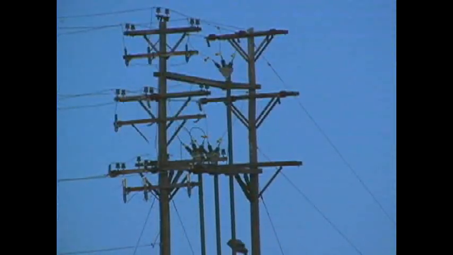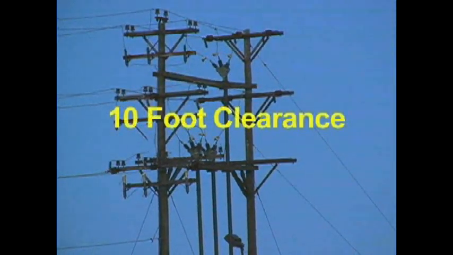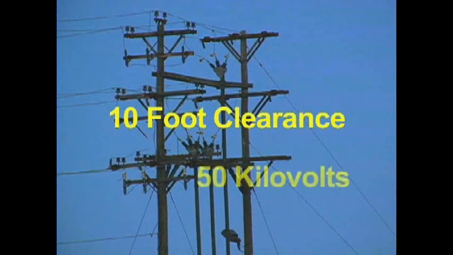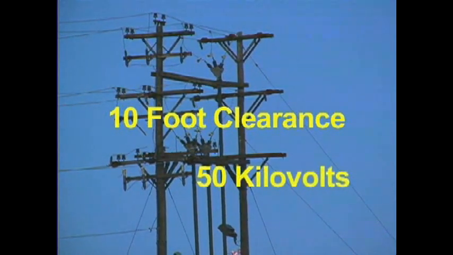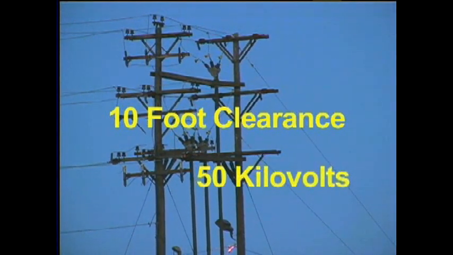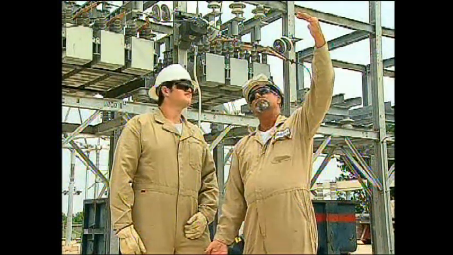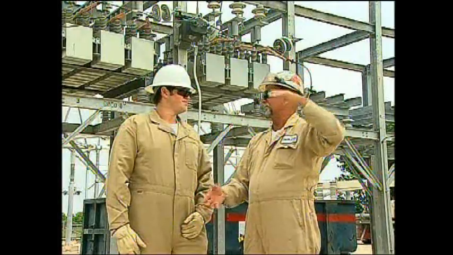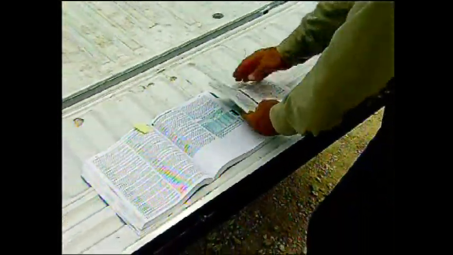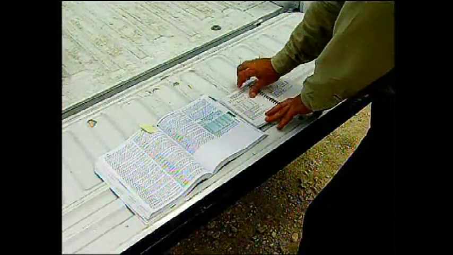OSHA requires personnel to maintain at least a 10-foot clearance of all power lines with less than 50 kilovolts. If a power line has more than 50 kilovolts, additional distance is required. Employees should consult with their supervisor to determine the proper distance needed. Electricians have different guidelines and should consult with their employers concerning this issue. Weather conditions must be considered before using any lift.